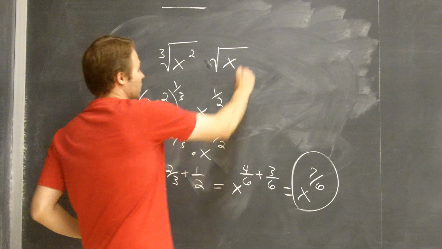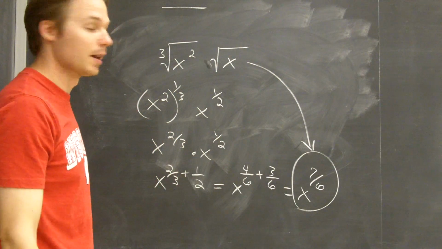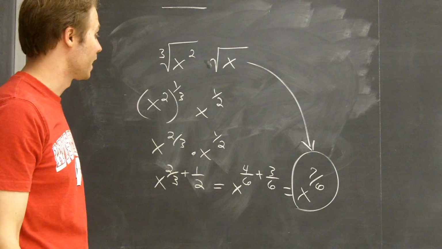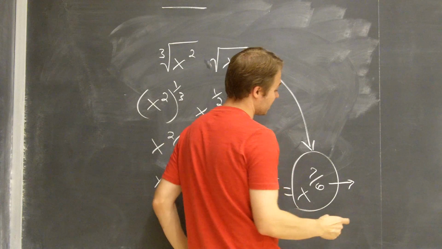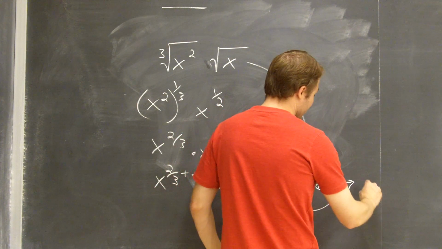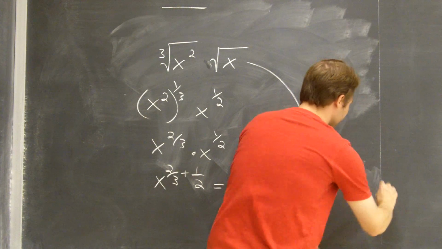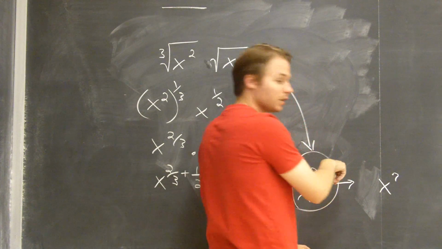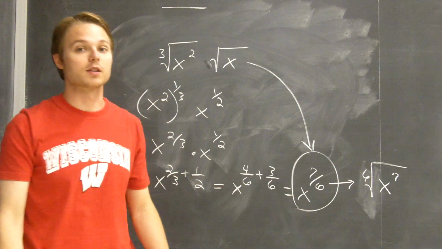So that would be probably a better form to write this in, because it's just a lot simpler and a lot easier to look at. And of course, if I wanted to, I could continue to rewrite this as a radical expression. This is really just x to the 7th power raised to the 1/6, so the 6th root of x to the 7th power.